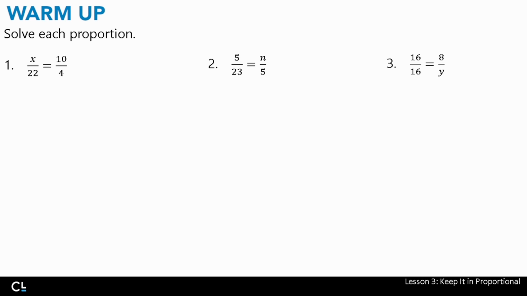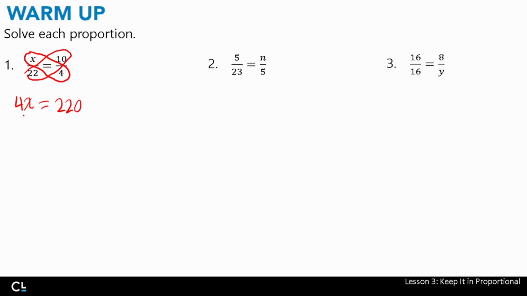So for the first one, let's look at it. We have x over 22 equals 10 over 4. We want to solve for x. Now, some of you might remember how to do this, but some of you may not. Our thing that we have to do is called cross multiply. We want to cross multiply x times 4, which will give me 4x equals 22 times 10, which will give me 220, right? And now you just have a simple one-step equation to solve here.